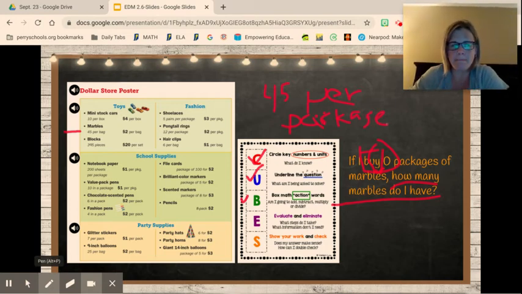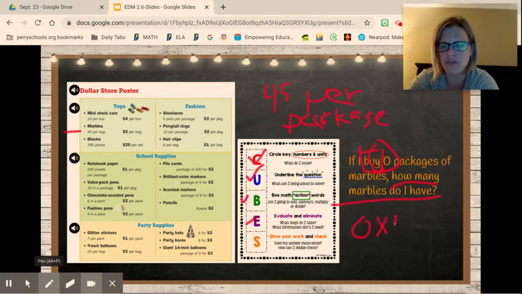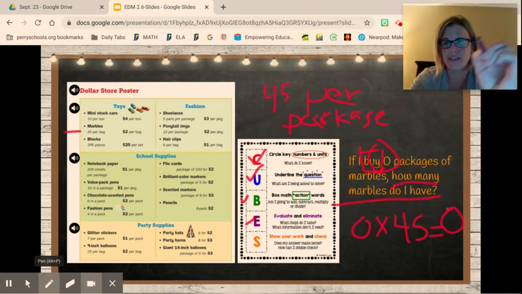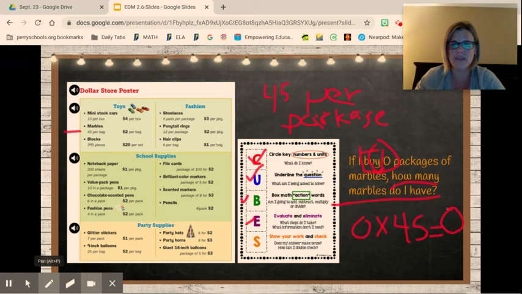Okay. And I need to evaluate some more. If I buy 0, then I don't have any. So if I have 0 packages, and I know there's 45 in them, but I'm not buying anything, so 0 times 45 is 0. How many marbles do I have? 0. I don't have any marbles. I didn't buy anything. Silly question, but something that we need to focus on. Anytime I have a 0 in my number sentence, the answer is going to be 0. Anything times 0 is 0.